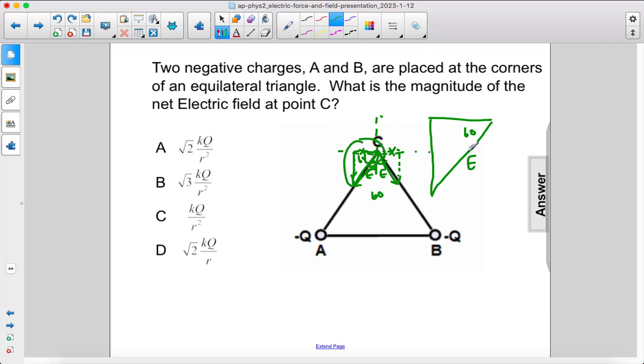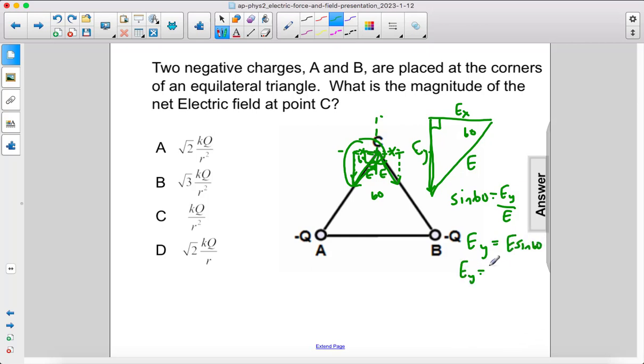And so this is E. This is the x component, which is going to cancel out with the other one on the other side. Here is the y component. So we need to know the length of this vector. Using trig, we know sine 60 equals opposite over hypotenuse. This is a right triangle. So therefore, that is the y component divided by the hypotenuse, E. Therefore, the y component is E sine 60.